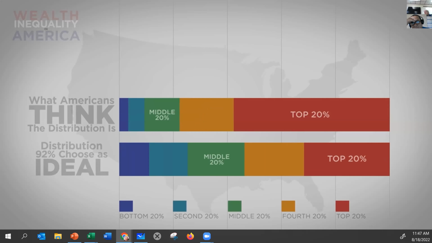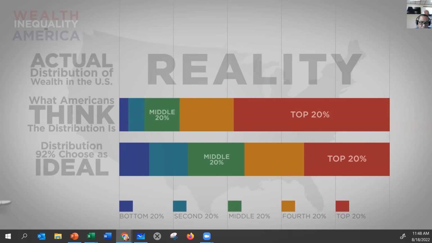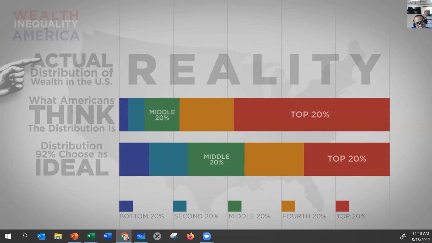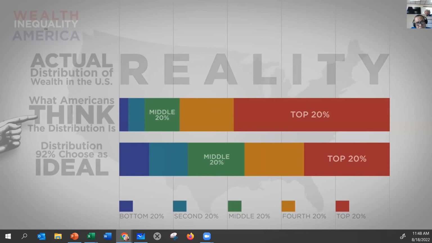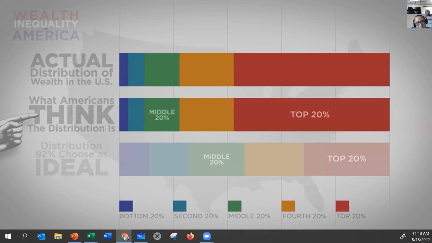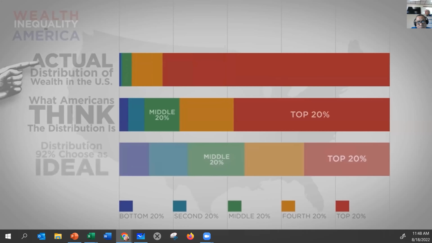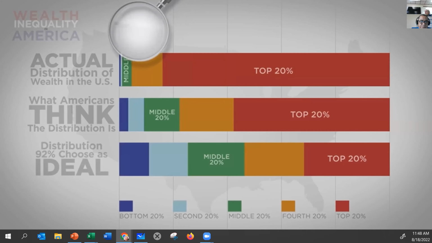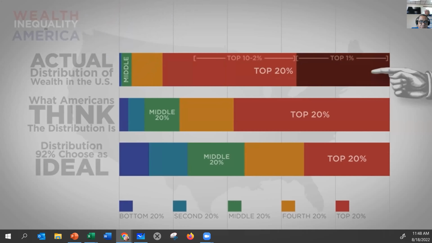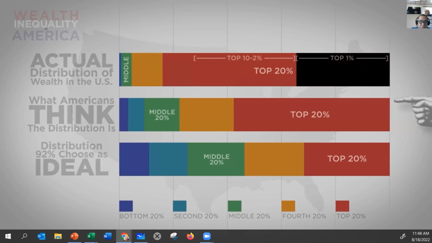But what's most interesting to me is the reality compared to our perception. The ideal is as far removed from our perception of reality as the actual distribution is from what we think exists in this country. So ignore the ideal for a moment. Here's what we think it is again. And here is the actual distribution, shockingly skewed. Not only do the bottom 20% and the next 20%, the bottom 40% of Americans, barely have any of the wealth. I mean, it's hard to even see them on the chart, but the top 1% has more of the country's wealth than 9 out of 10 Americans believe the entire top 20% should have.